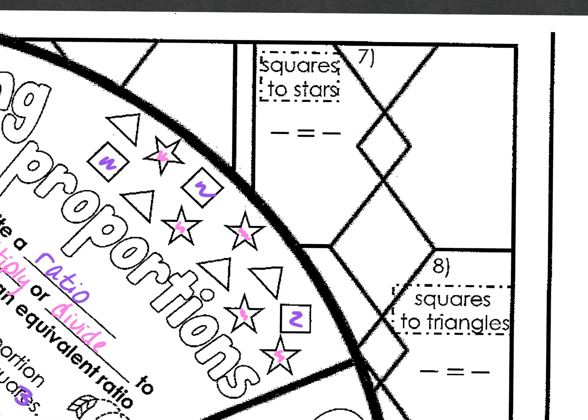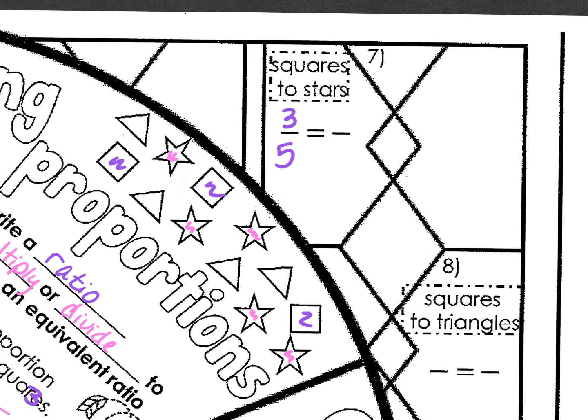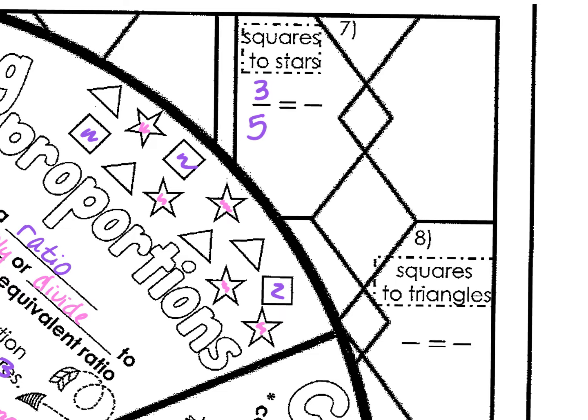Okay. So now this time we're going to go squares to stars. So there were 3 squares to 5 stars. And you're going to write an equivalent ratio to that. Please don't multiply by 3. Pick a different number. Then you're going to go squares to triangles. And then multiply those through. Do them in the order it says.